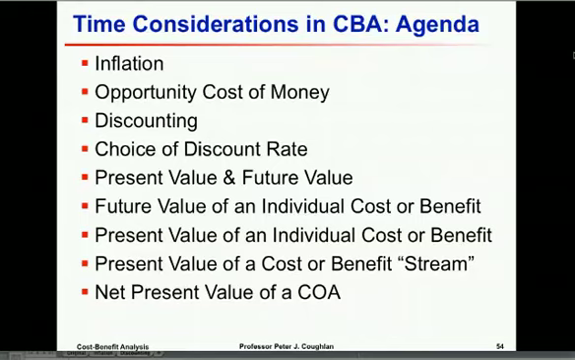We first talked about future value: considering an individual cost or benefit in a particular year in the future, we looked at the future value of going from the present to that year. Then we took the inverse to figure out the present value of an individual future cost or benefit. We then combined that into the present value of a cost or benefit stream, and finally combined those to get the net present value, NPV, of a course of action, which is the net benefit of a course of action when your costs and benefits occur over time.